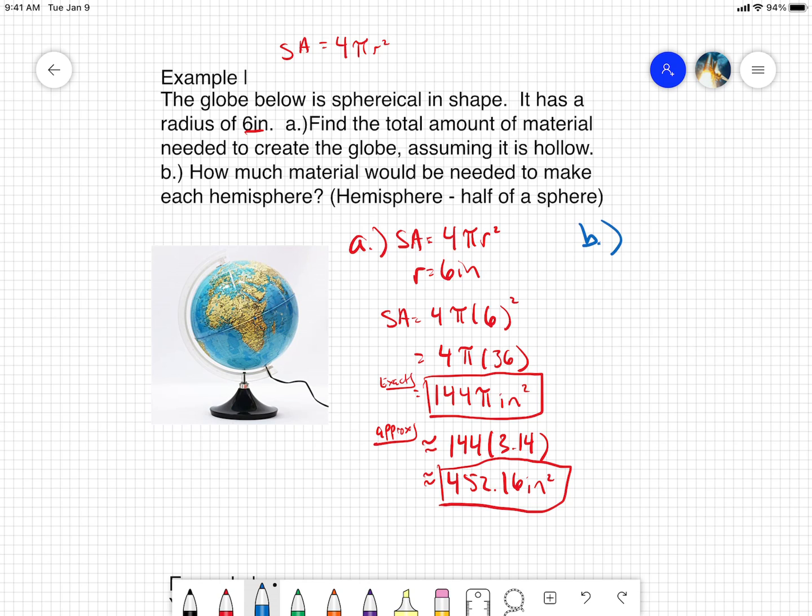It's half a sphere. It's exactly half a sphere. Now we need to be careful here. For this case, since we're not going to be covering underneath, and I'll explain that in a second, in order to find the surface area of the hemisphere, it's exactly half of the surface area of the entire sphere.